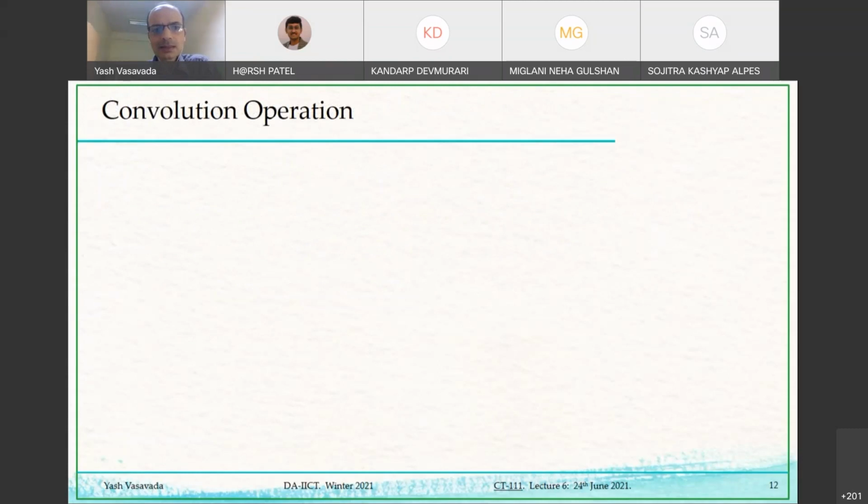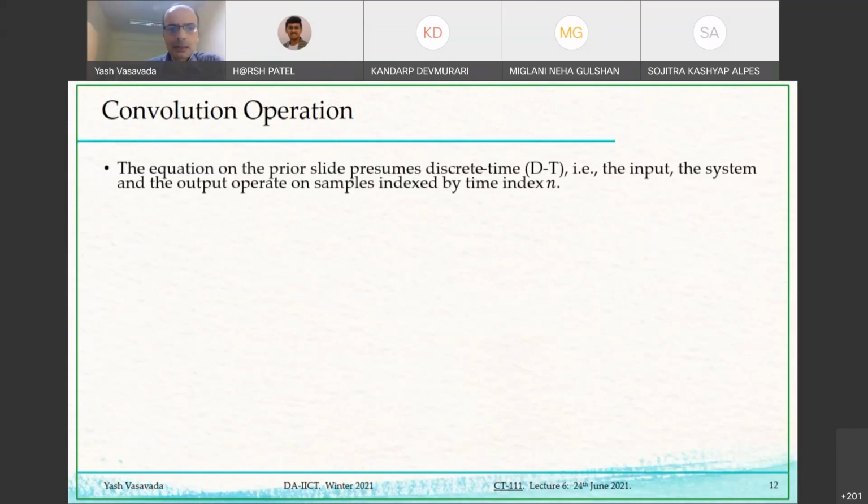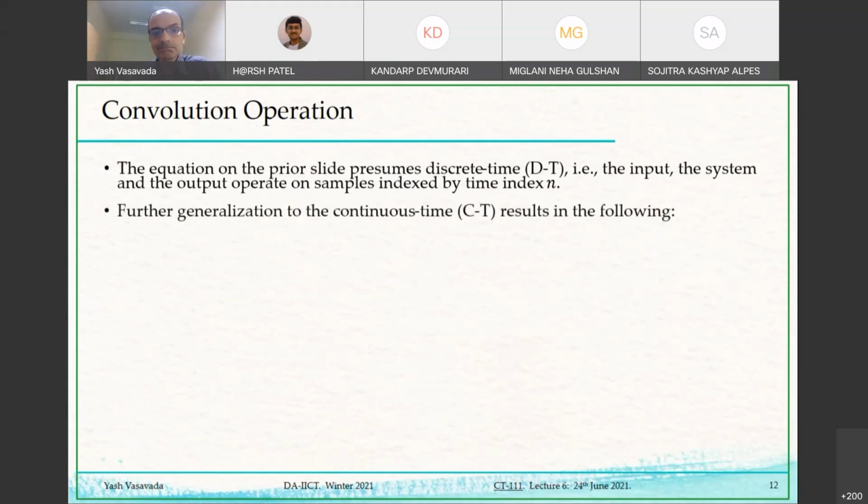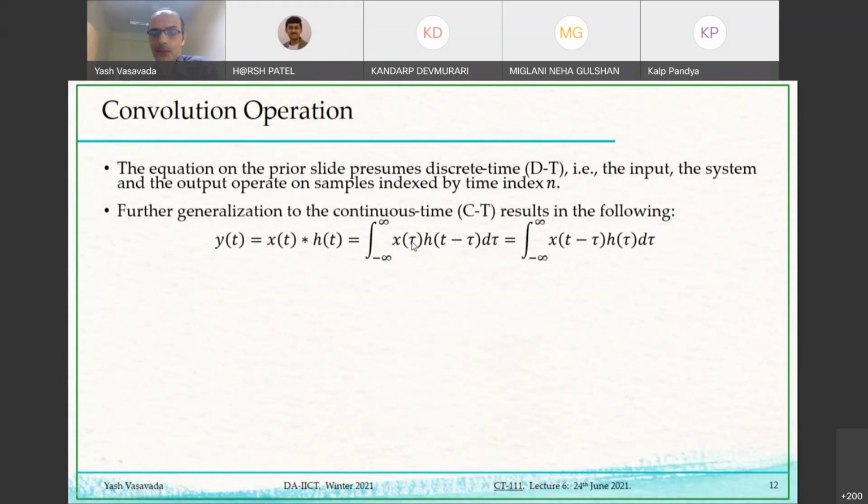Now, just like the discrete time, this convolution actually applies even when we are considering continuous time. All that happens is summation becomes integration. So this is the equation for convolution when x and h are continuous signals. And the k got replaced by tau. The summation got replaced by integration.